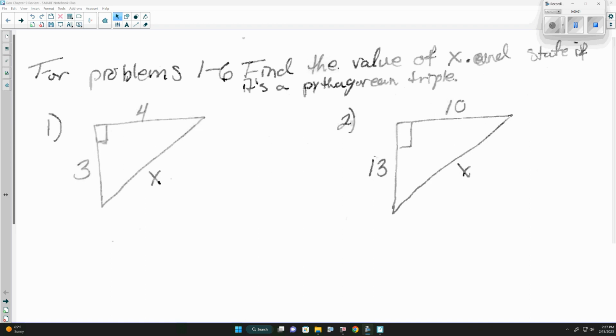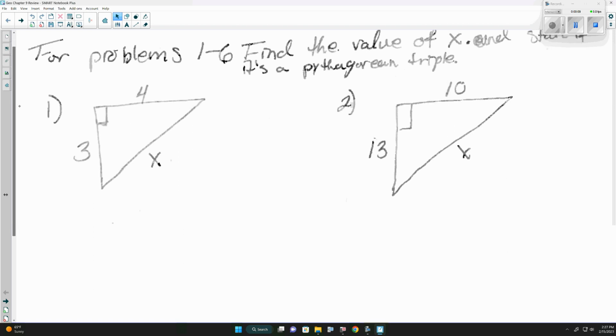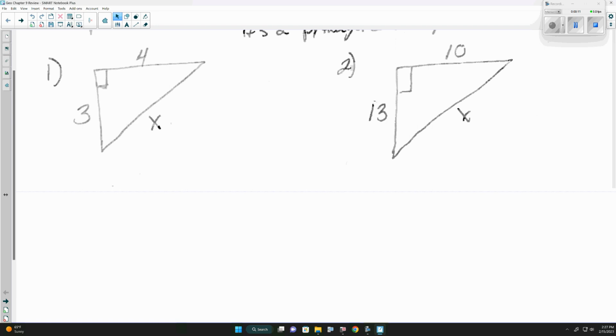All right, guys, so we're going to go on and start looking over the review sheet. For problems 1 through 6, find the value of x and state if it's a Pythagorean triple. Now, Pythagorean theorem is what we use to find the missing sides of a right triangle. A squared plus b squared is equal to c squared.